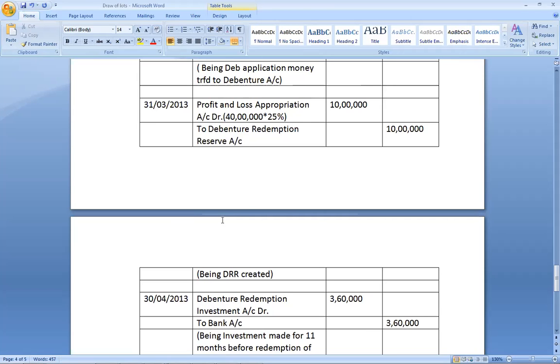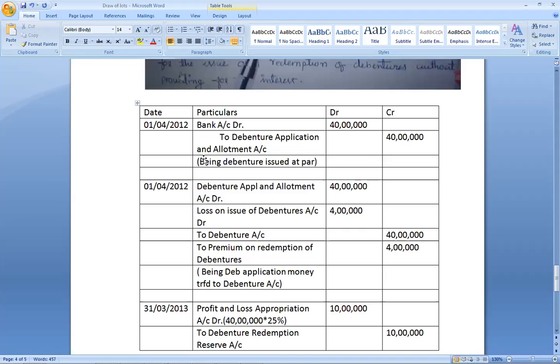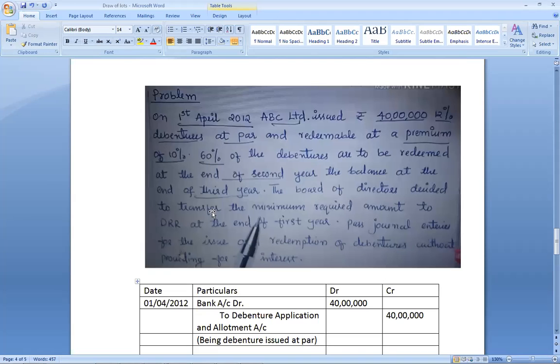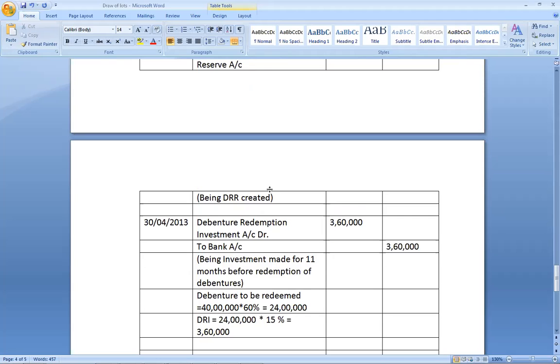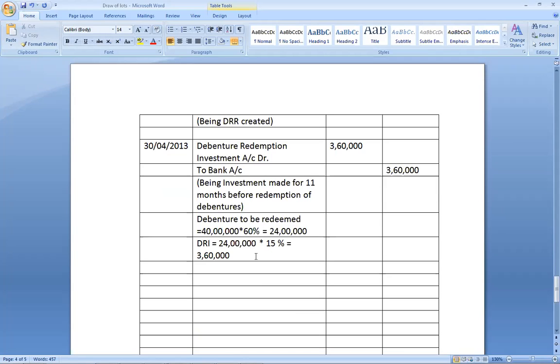See, in the question they have given, I will tell you, I know what you are asking. How to know that we have to make investment twice or thrice? Because we are paying twice, at the end of second year and at the end of third year. So this is two installments. So we have to make investment for 11 months twice. So when you are giving installment payment twice, you have to make investment before the maturity. So at the end of second year, you have to pay the amount.